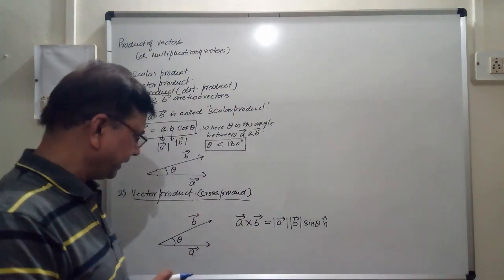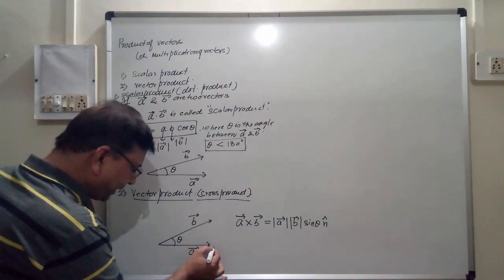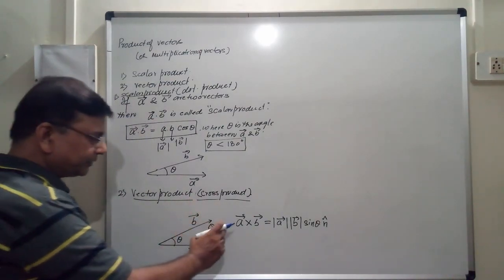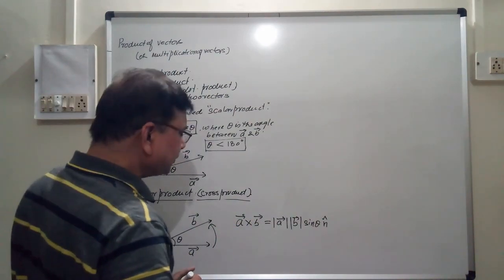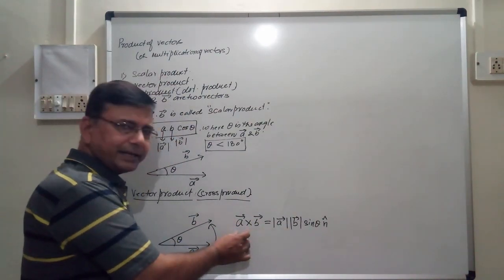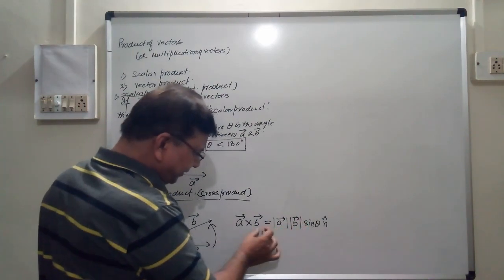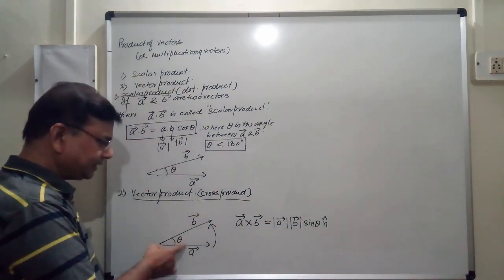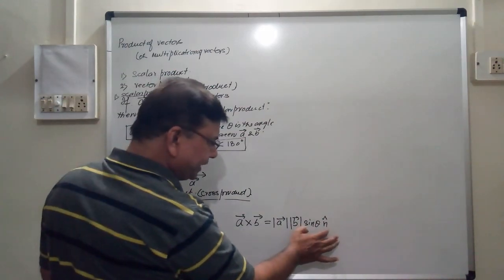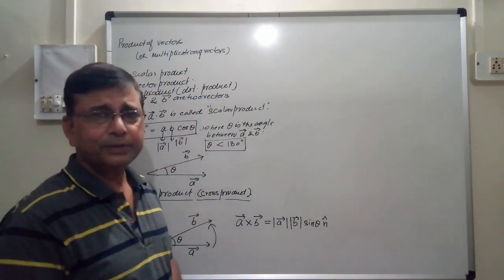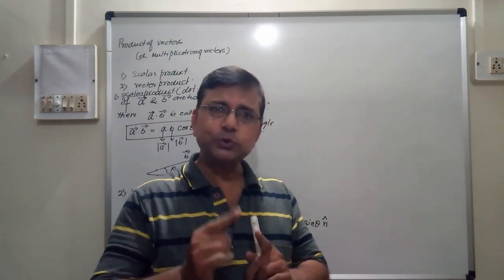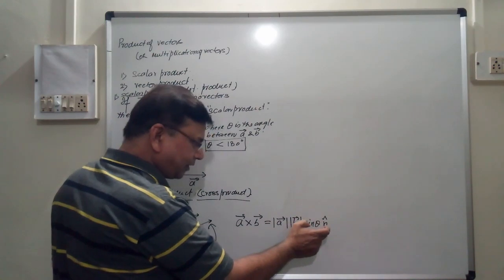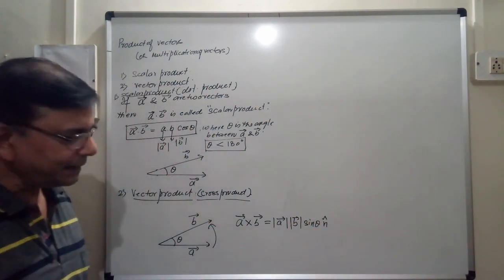A cross B means from A to B we are turning from A to B. This is called A cross B. That is equal to the magnitude of vector A, then magnitude of vector B, sine theta again. Theta is the angle between these two vectors, and one unit vector. What is the unit vector? The vector whose magnitude is 1. That is called the unit vector. And the direction of this is very important to understand.